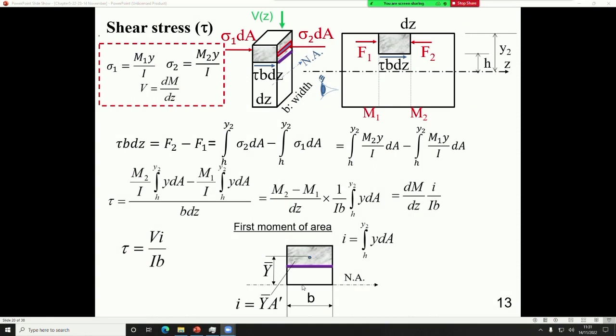Now, can somebody tell me, because as you can see, V is constant, I is constant, b is constant, so shear stress can be defined by Q. And Q is equal to y bar times A prime, which is this area. So if I just move this line gradually to the top, does the stress get smaller or bigger? If I move this line to this line here, do you agree the area gets smaller? Does the shear stress get smaller as well?